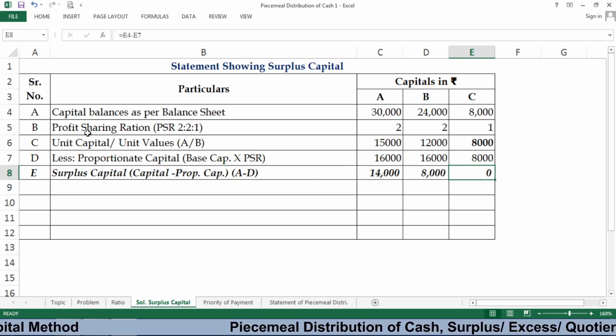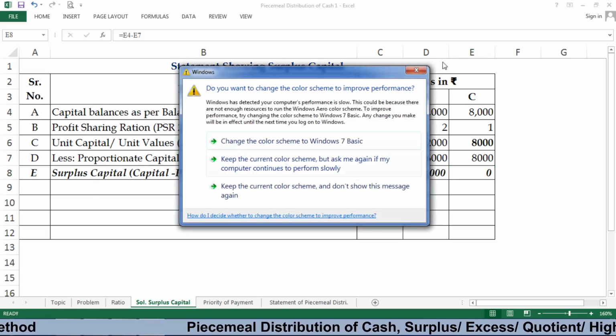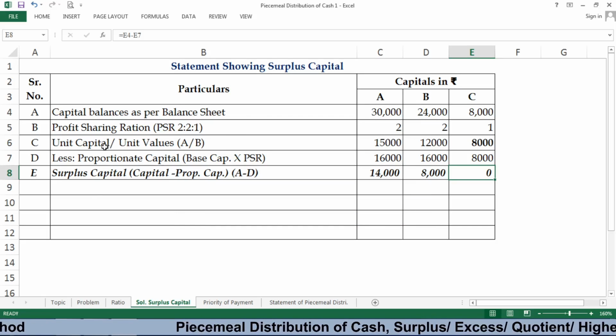For this, we have to repeat all the stages, all the steps over here. Again, we have to mention the profit sharing ratio. Again, we have to calculate the unit capital, then proportionate capital, and at the end, we will get the absolute surplus of Mr. A or B, because C is already nil. So, in this case, C will be nil and we will just calculate between A and B.